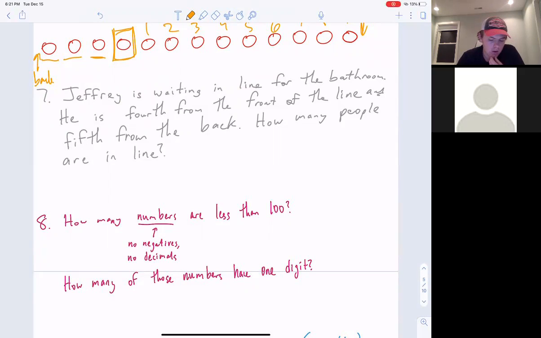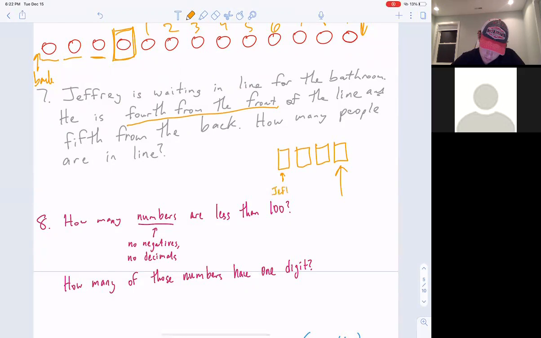So we know that Jeffrey is 4th from the front of the line. So let's say the front of the line is here. And there's someone at the very front. I'll draw people as boxes this time. And then there's the person who's 2nd in line, 3rd in line, and 4th in line is Jeffrey. Okay, 4th in line is Jeffrey. All right.